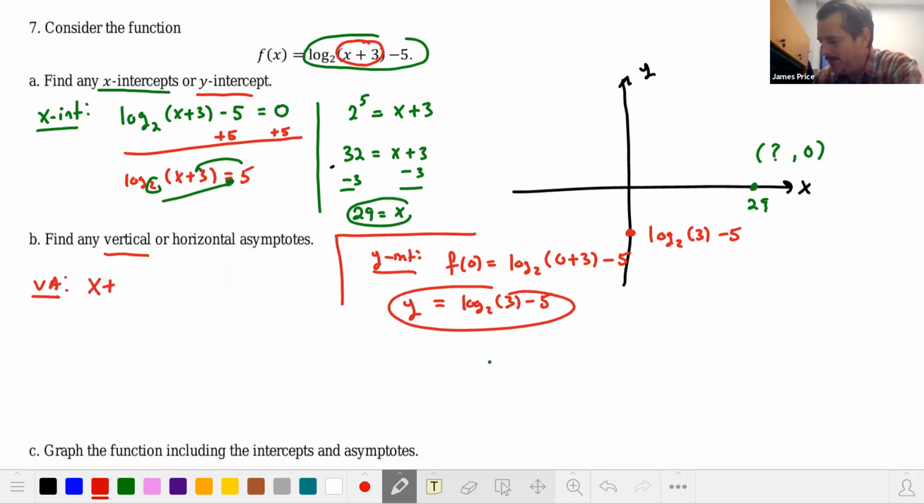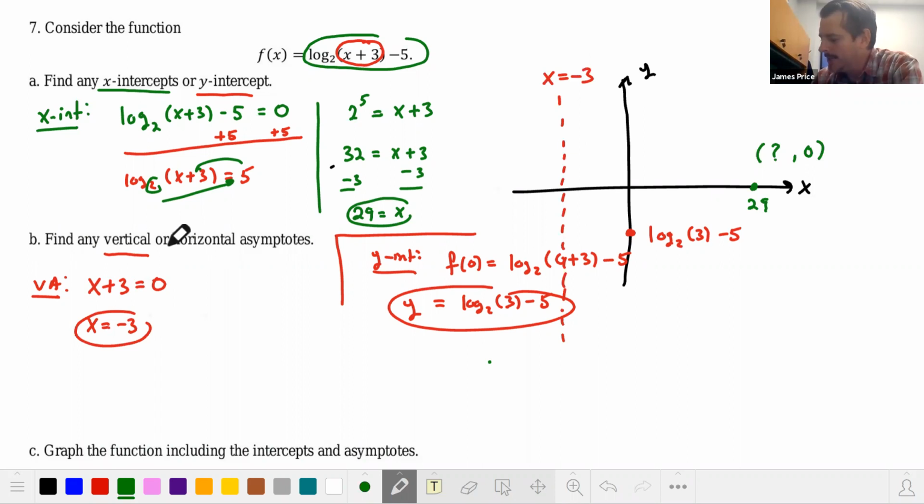So x plus 3 equal to 0. That's when the inside equals 0. And we subtract 3 from both sides and get x equal to negative 3. So there's my vertical asymptote. So we'll draw that on here. So dashed line. I'll write this one at the top. I think x equals negative 3.